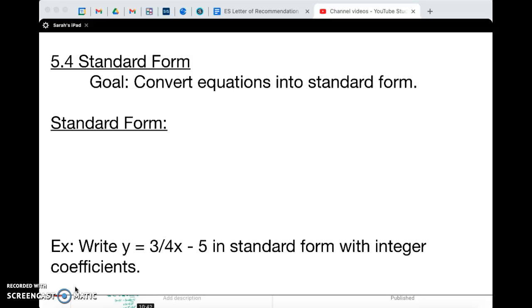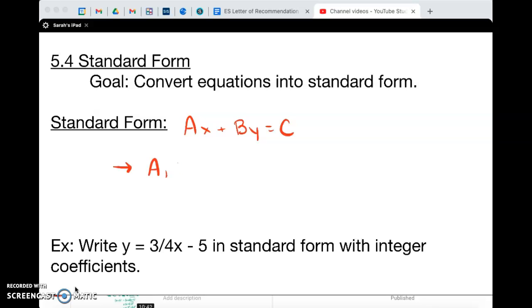So, standard form. Here we go. Standard form isn't very user friendly, in my opinion. It's not like slope intercept form and point slope form where you know the slope, you know the point, you know the y-intercept, you just plug it in. Standard form, you don't know anything about it. It looks like this: Ax plus By equals C. The bad thing about standard form is A, B, and C don't represent anything about the line. But there are restrictions when we want to write it in standard form. A, B, and C have to be integers.